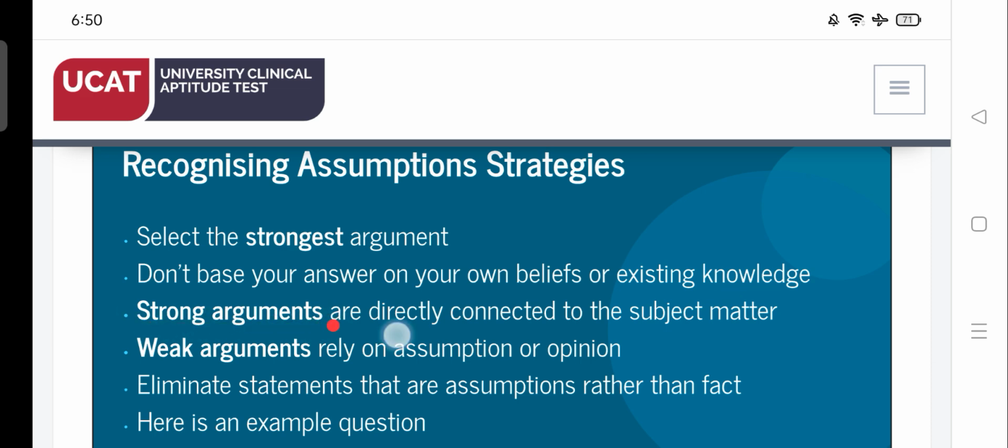Strongest arguments are directly connected to the subject matter. Weak arguments rely on assumption or opinion. Eliminate statements that are assumptions rather than fact. So they are saying that strong arguments are related to the information or matter presented to you, and weak ones are just assumptions that you make in your mind. So that's why you select the strongest argument.